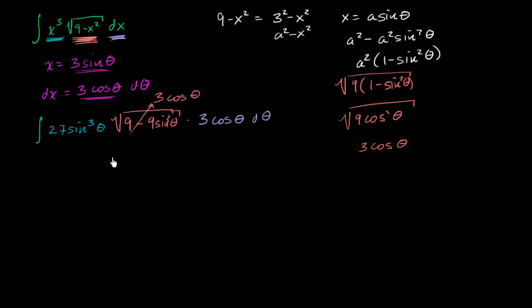And so what does this simplify to? We have a 27 times 3 is 81 times 3 is going to be 243. So this is going to be 243, I'll put it out front, times the integral of sine cubed theta, and then you're going to have cosine theta times cosine theta, or cosine squared theta. That's this term right over here and this term right over there, and of course d theta. I think I've taken care of everything.